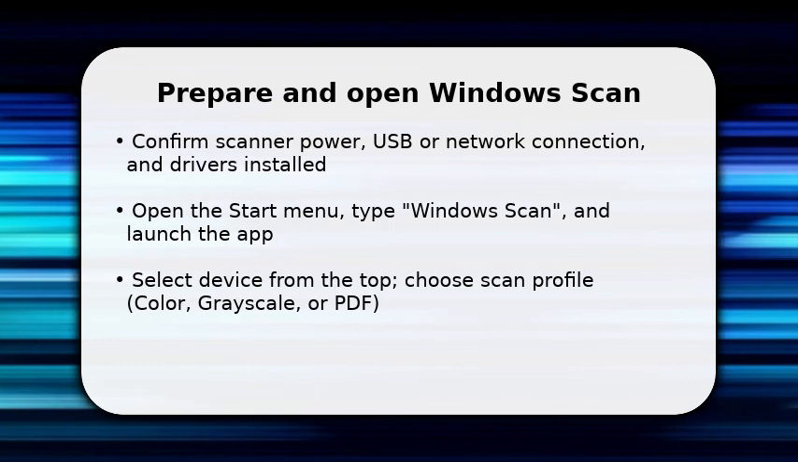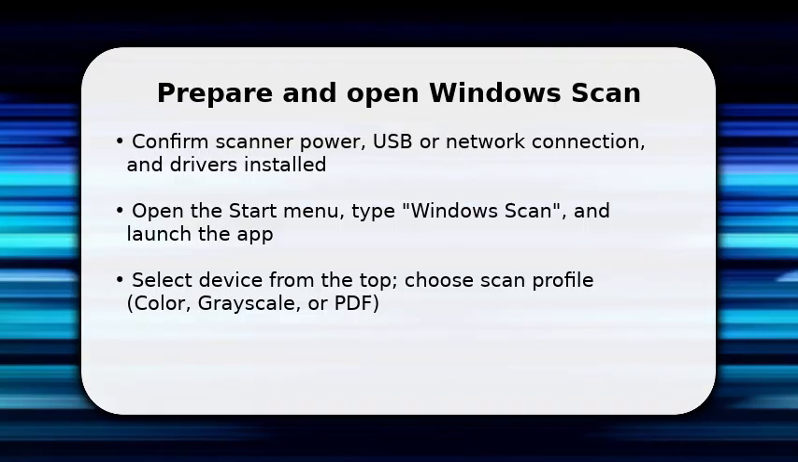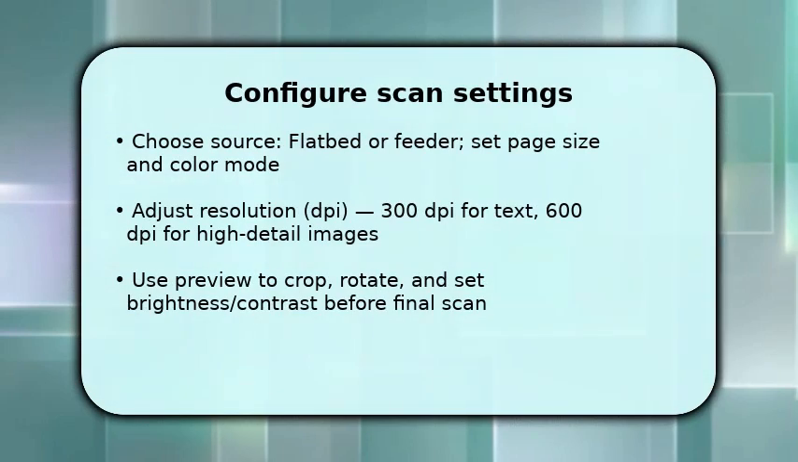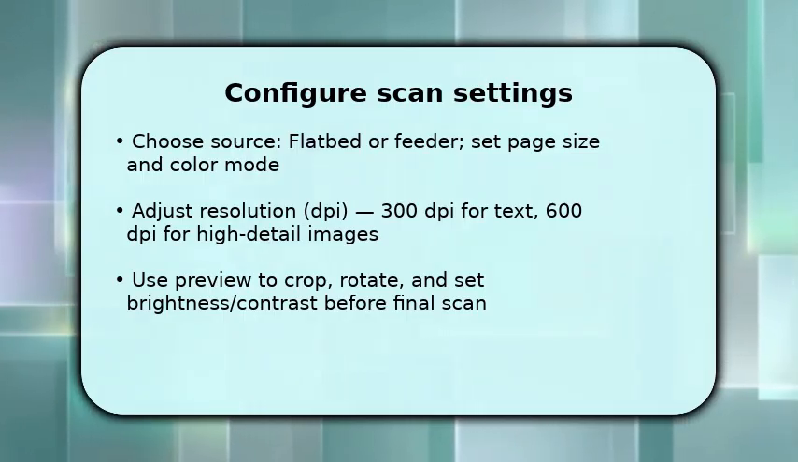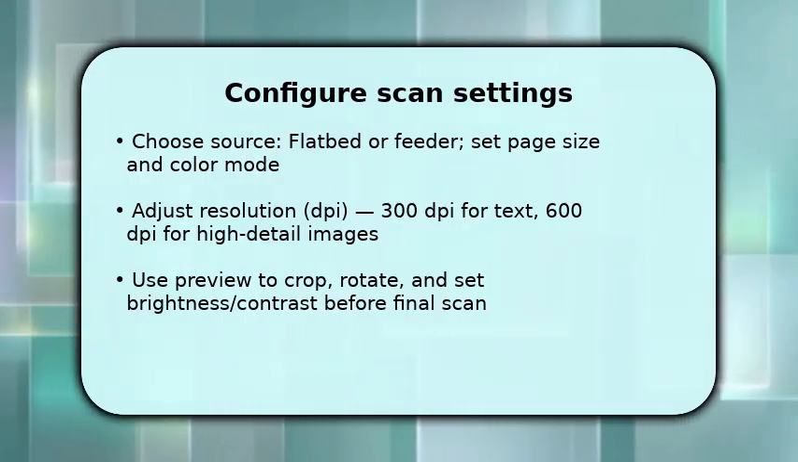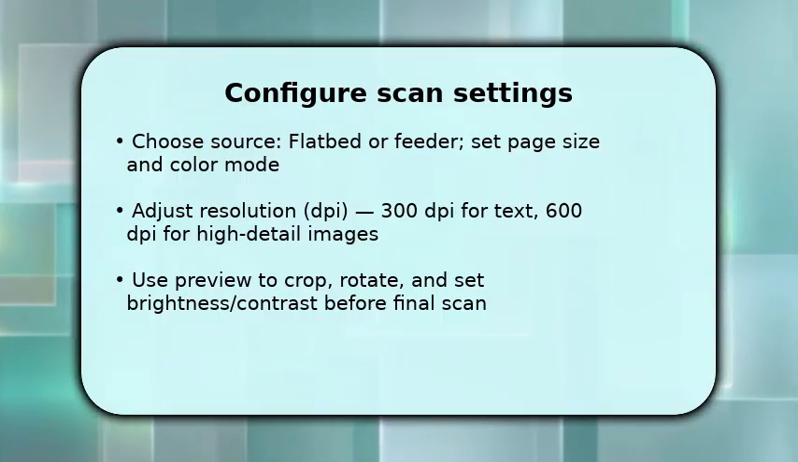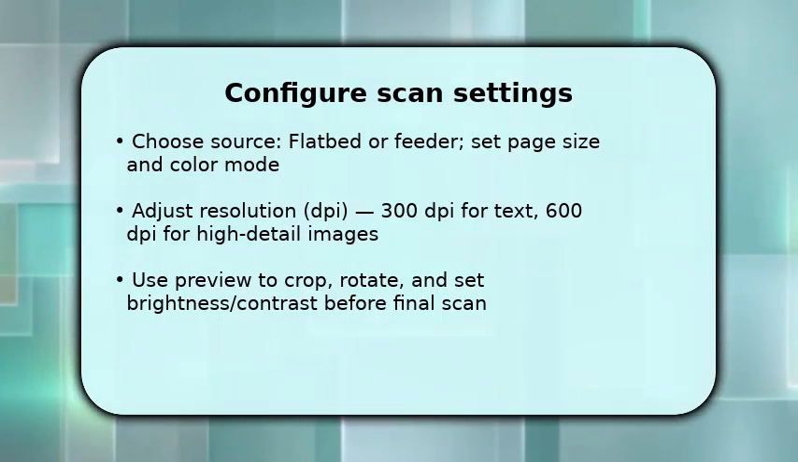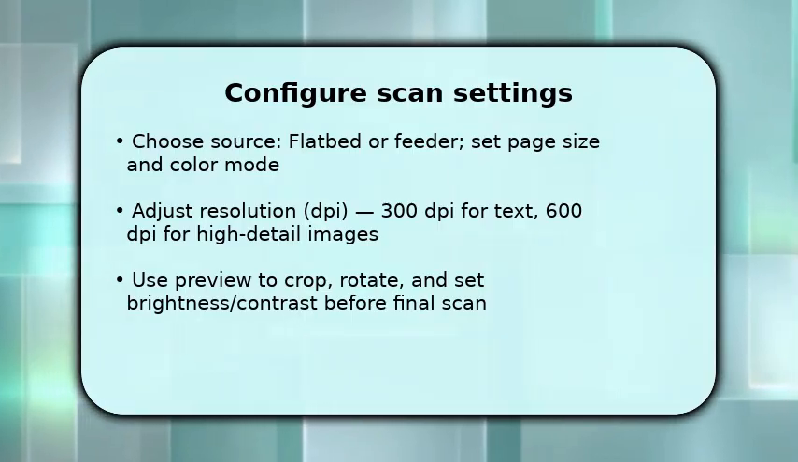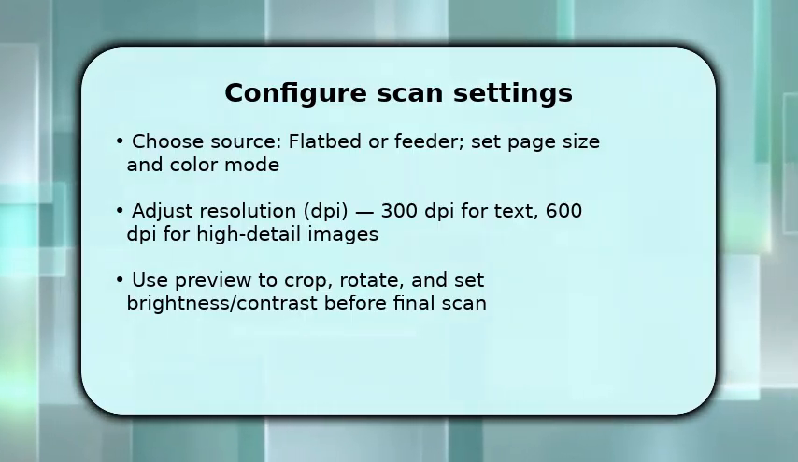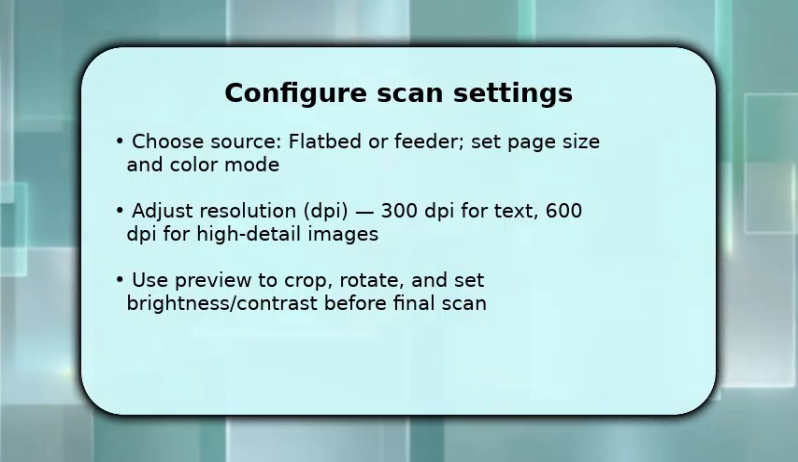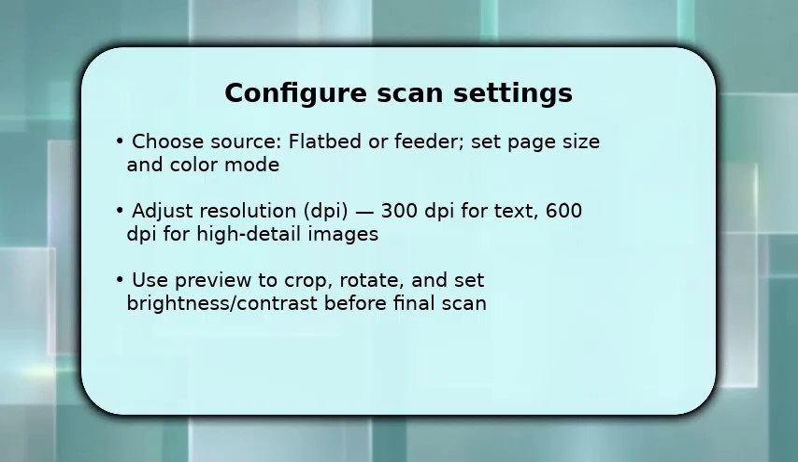Once the app is open, choose the correct source, flatbed for photos, feeder for multi-page documents, because source affects alignment and speed. Then set page size and color mode. Pick resolution intentionally. 300 dpi is ideal for readable text, 600 dpi for detailed images. Use the preview button to crop, rotate, and tweak brightness or contrast so the final file needs minimal editing.